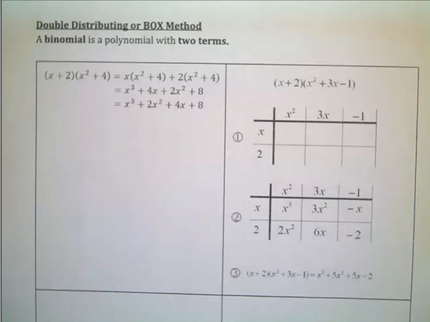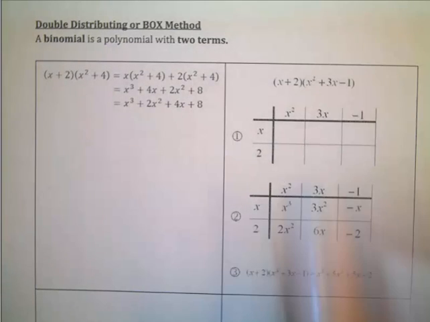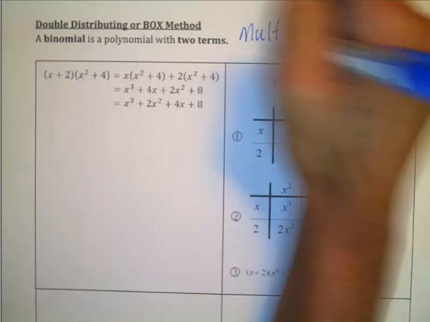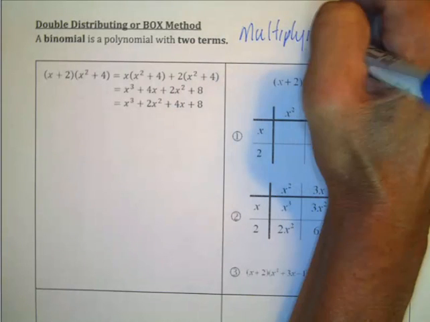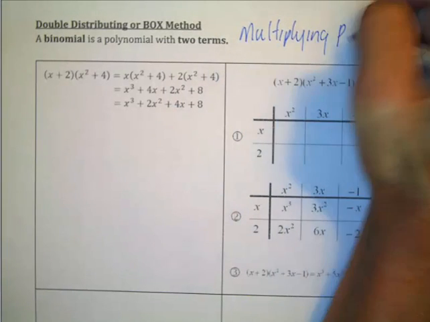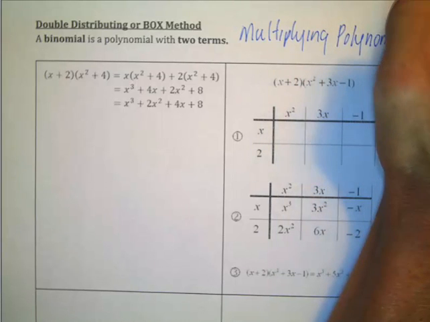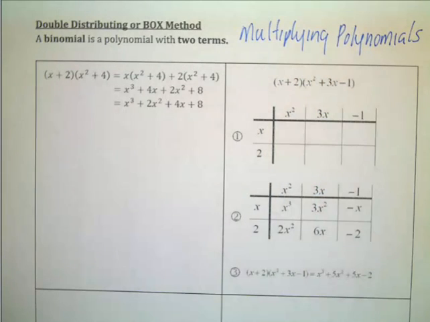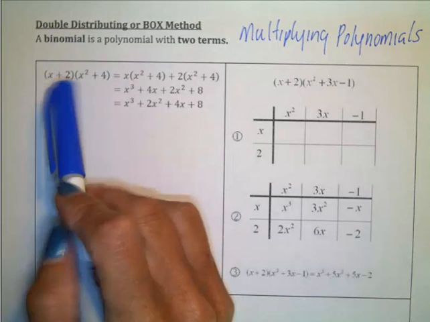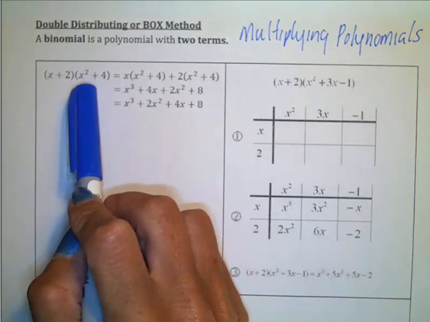This lesson is on double distributing or the box method. So we are multiplying polynomials. Our first example is a binomial times a binomial. So we are using double distributive.